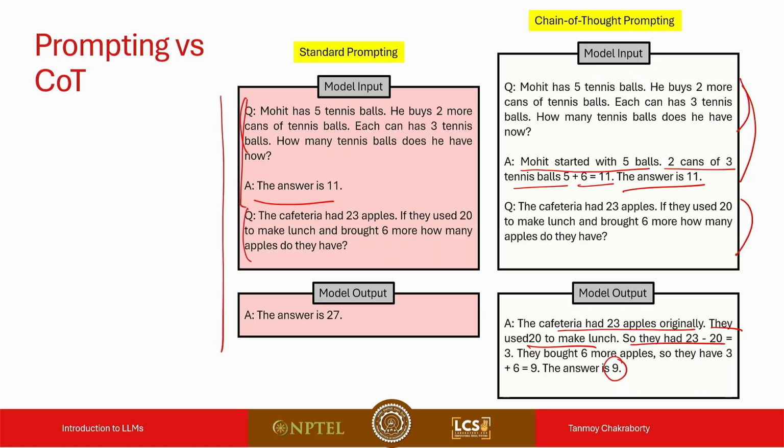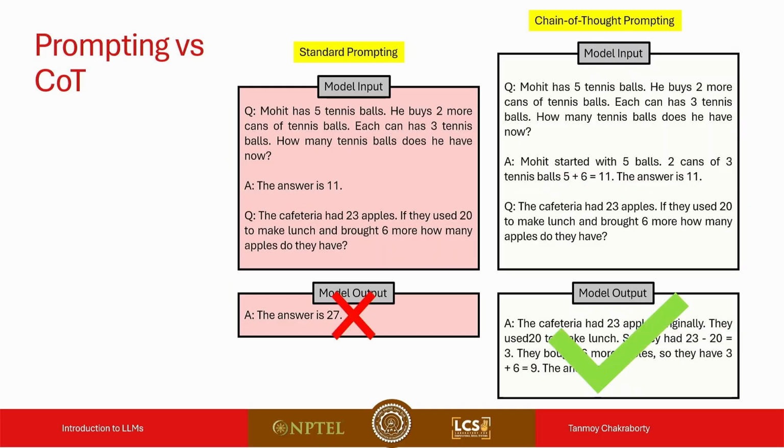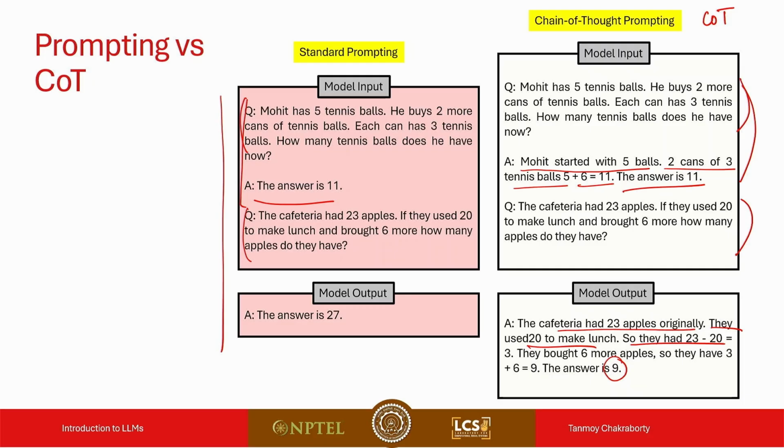And this new prompting technique is called chain of thought prompting, COT. What are the thoughts here? The thoughts are, in this case, the first thought is the cafeteria had 23 apples originally. The second thought is they used 20 to make lunch. The third thought is, so they had 23 minus 20 equals 3, and so on. These are the steps, and this essentially mimics the way a human thinks.